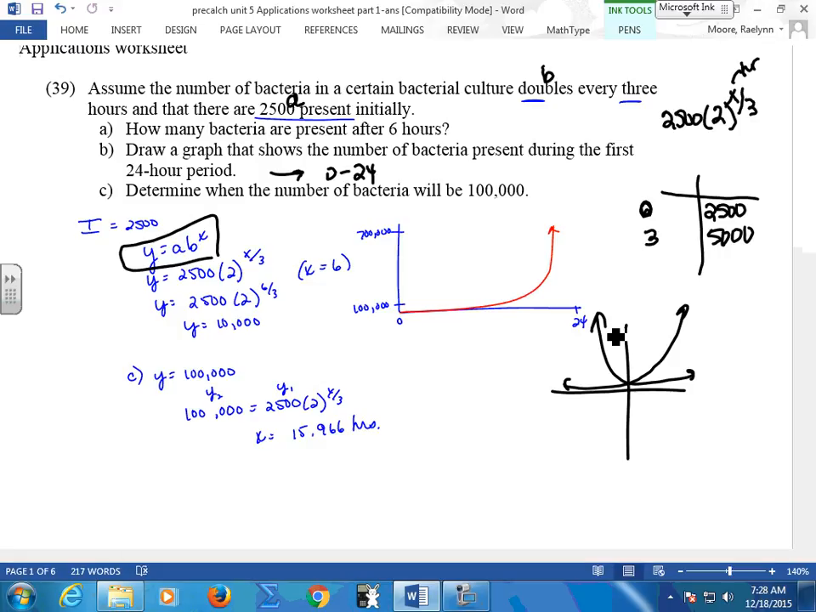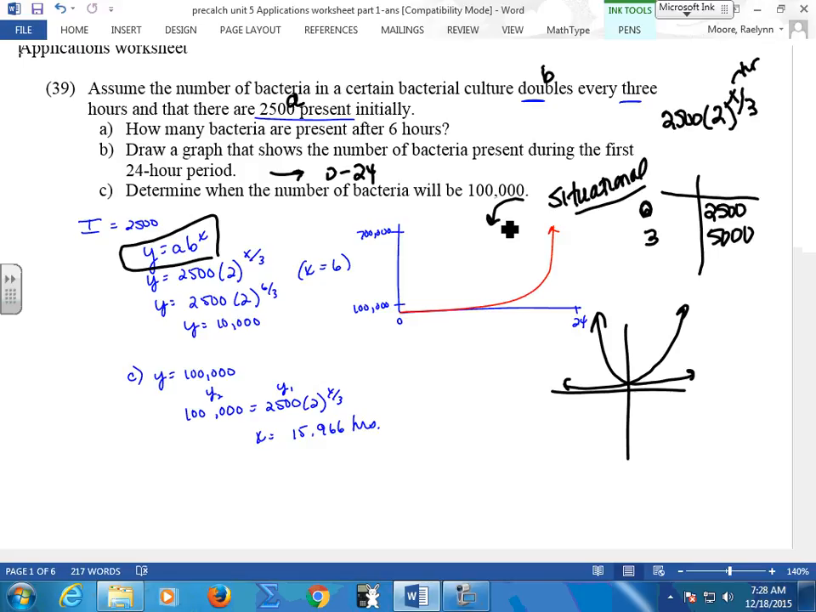When they ask for a situational graph, situational applies to this application. It can only come from quadrant 1. Because if the x-axis is your time, you're not going to have negative time.